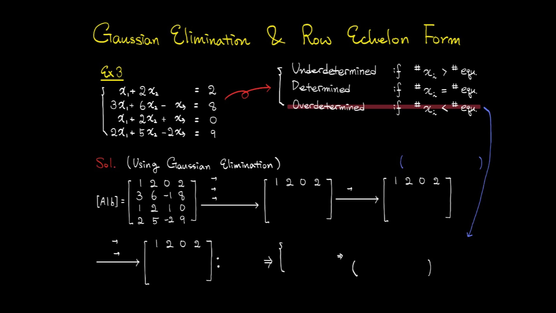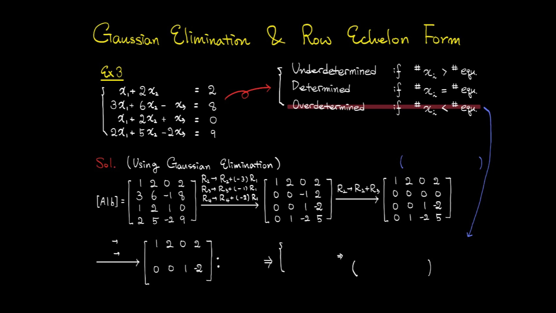Using the elementary row operation 3, change the second row by adding minus 3 times the first row to it. Change the third row by adding minus 1 times the first row to it. And change the fourth row by adding minus 2 times the first row to it. Then we obtain the following matrix. Once again, using the elementary row operation 3, change the second row by adding the third row to it. And using the elementary row operation 2, swap the second row with the first row. Then we can get an echelon form.